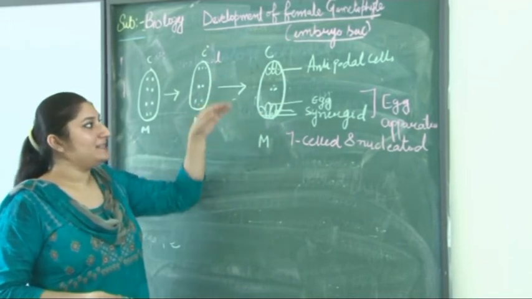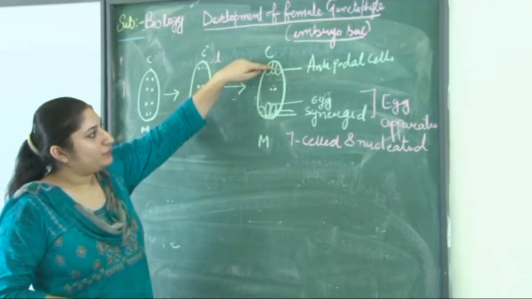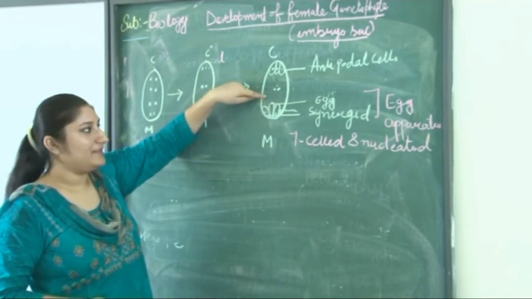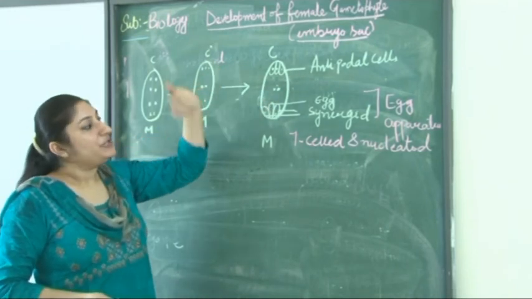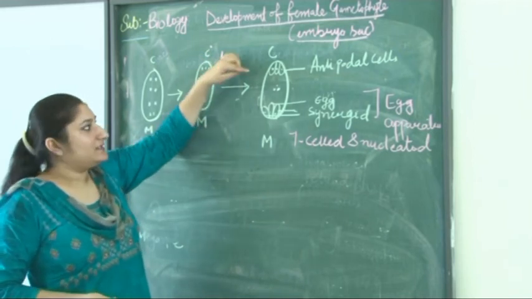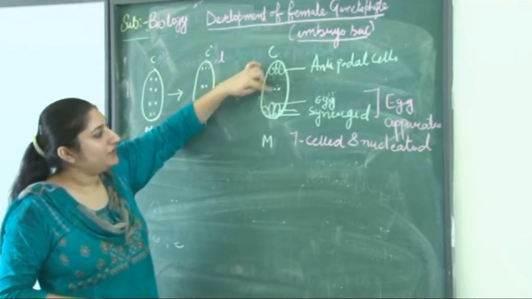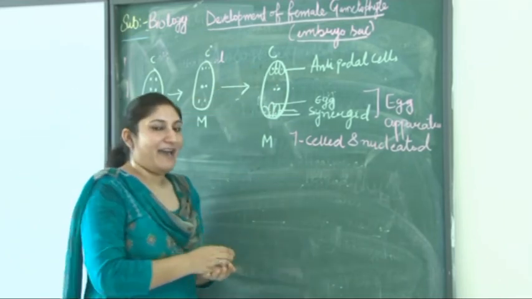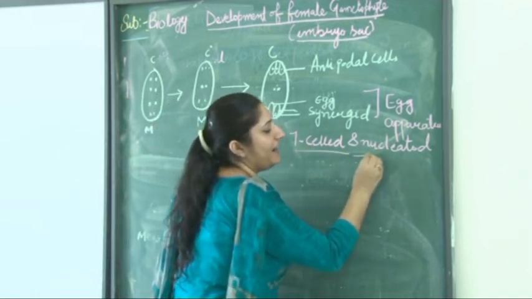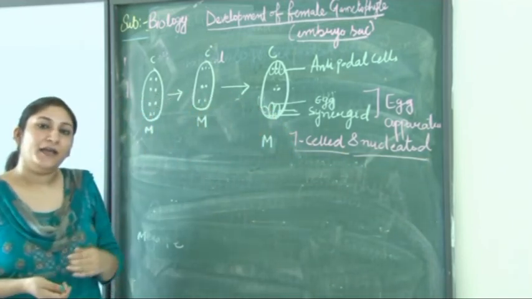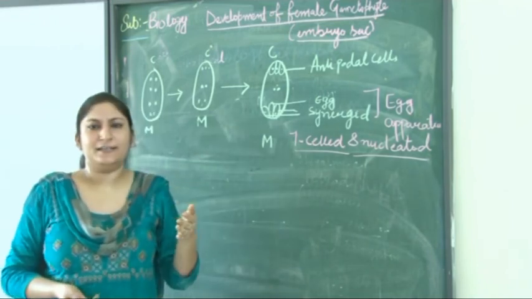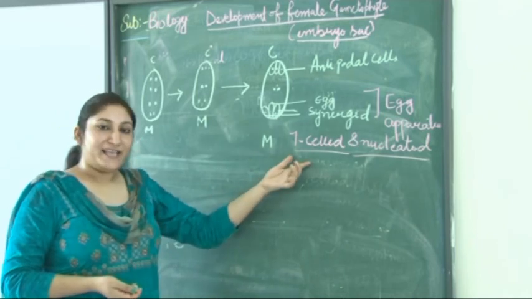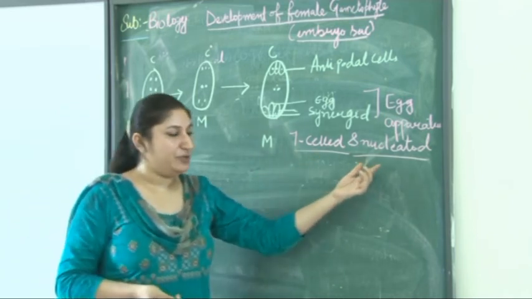Let us count the cells. 1 cell, 2 cell, 3 cell, 4 cell, 5 cell, 6 cell, and the center cell that has the 2 polar nuclei. And now we will count the nuclei. 1 nucleus, 2, 3, 4, 5, 6, 7, 8. Now we have the 7-celled, 8-nucleated condition in the embryo sac. In the majority of angiosperms, the embryo sac is in the 7-celled, 8-nucleated condition.